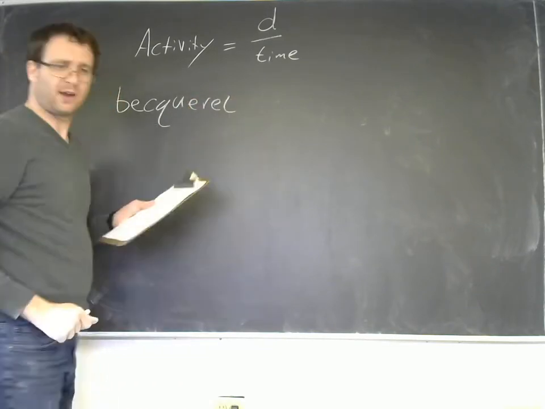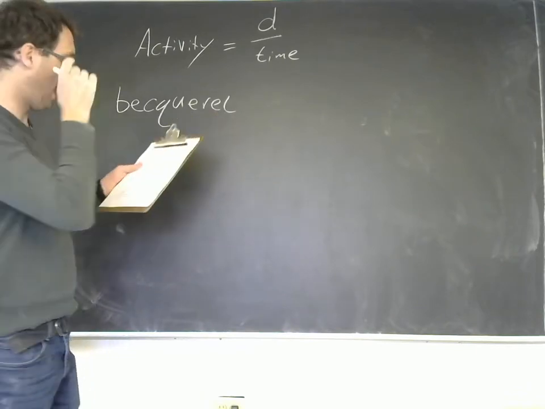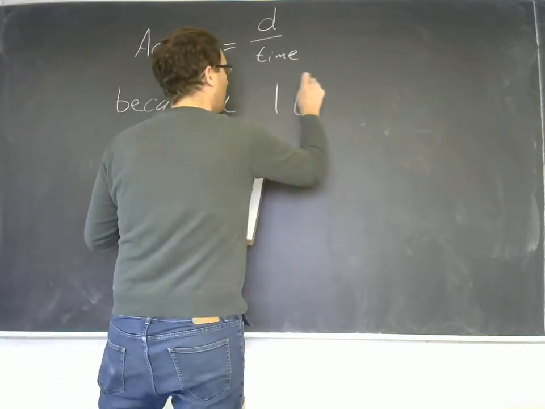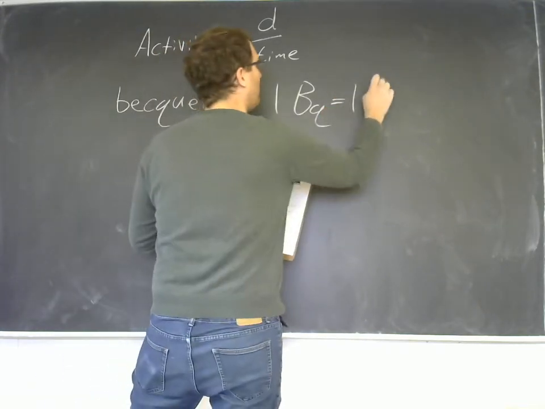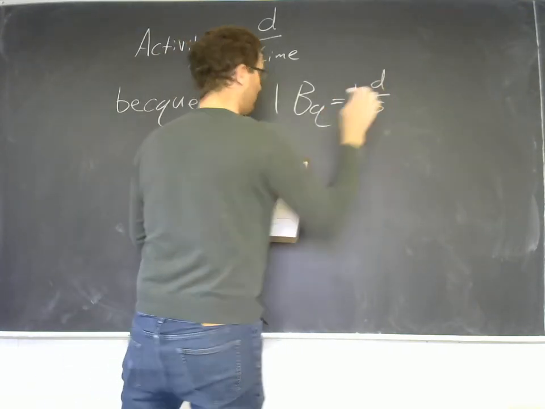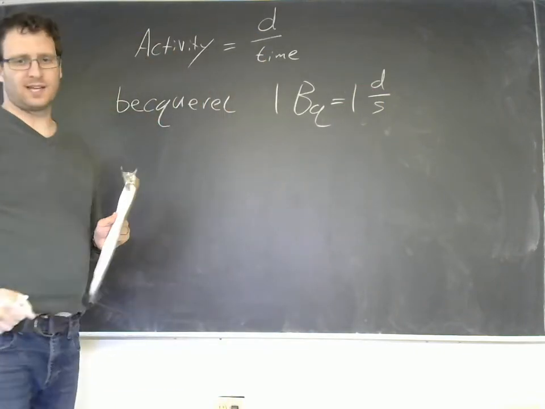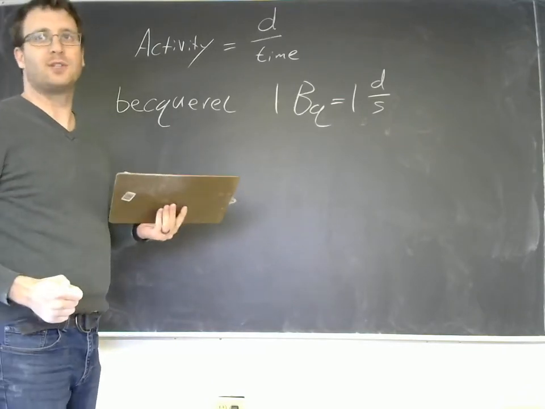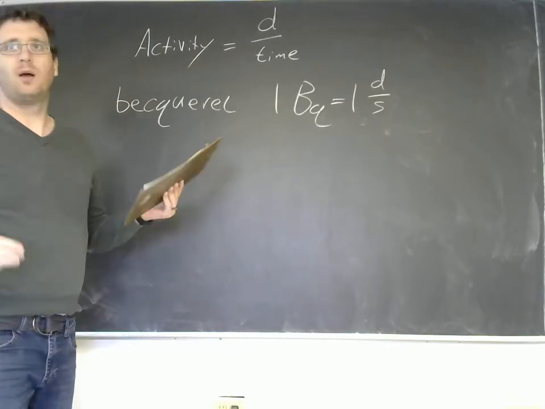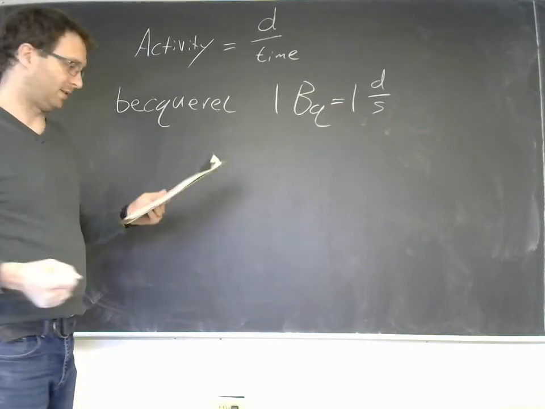So the becquerel is the SI unit for radioactivity. And 1 becquerel is defined as 1 disintegration per second. So that's the SI unit, but becquerel is actually a very tiny amount of radiation for most of the radioactive elements that we like to look at in chemistry.